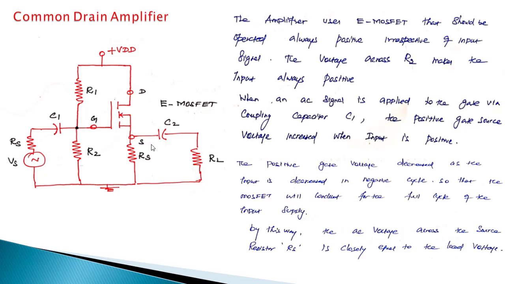These are all things we already discussed. What is the purpose of R1 and R2? They provide the necessary biasing conditions. C1 avoids DC from the input, and C2 also filters the DC and allows only AC to the load. RL is the load resistance, our AC load. The voltage drop across RS makes the output voltage, so whatever the output voltage is, it is decided by the value of the source resistance RS.